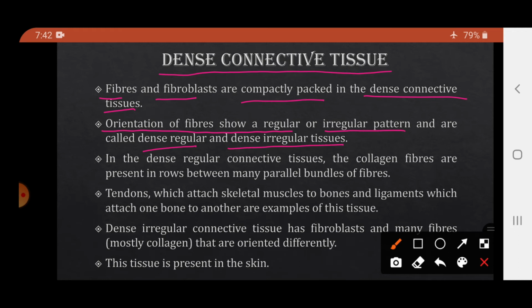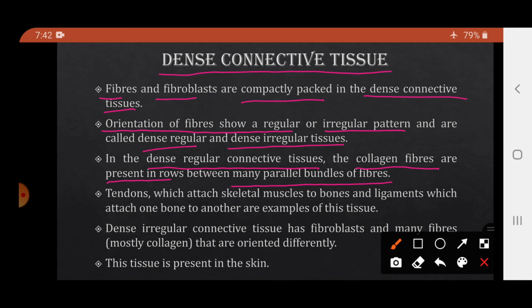अगर फाइबर्स show the regular orientation, then it is called as a dense regular tissue, and if the fibers show irregular pattern, then they are called as the dense irregular tissues. In the dense regular connective tissue, the collagen fibers are present in rows between many parallel bundles of fibers.